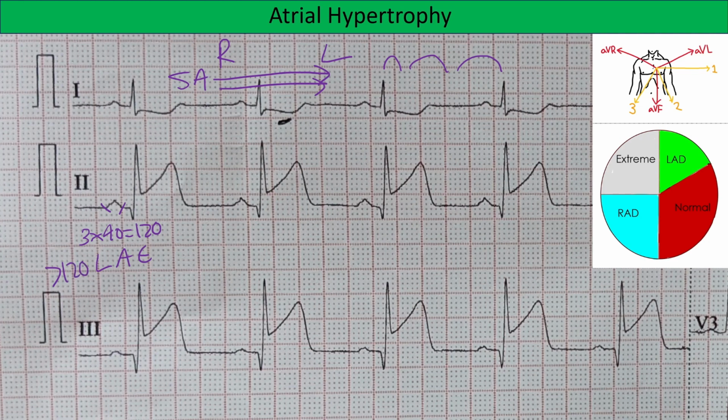Now, right atrial enlargement depends on the height. So from there to there, we see that's about 1 millimeter. If it was greater than 2.5 millimeters, then this is indicative of right atrial enlargement, which it isn't. So in this ECG, there might be left atrial enlargement.